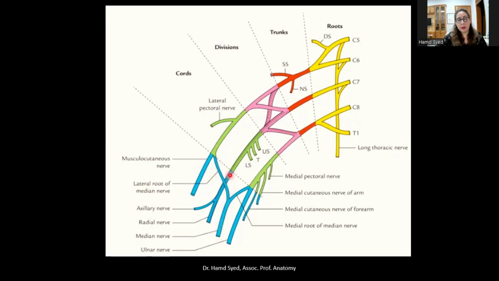Then when we look at the posterior cord, it gives off these two branches, the axillary nerve and radial nerve. Remember, the radial nerve is actually the continuation of the posterior cord, and the axillary nerve is its branch. Then looking at the medial cord, its major branches are the ulnar nerve and the medial root of the median nerve. So the median nerve is formed by two roots, the lateral and the medial roots, which then combine to form the median nerve. So eventually you've got the 5 major branches at the distal end of the brachial plexus.